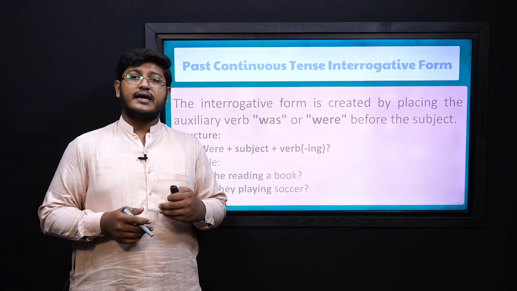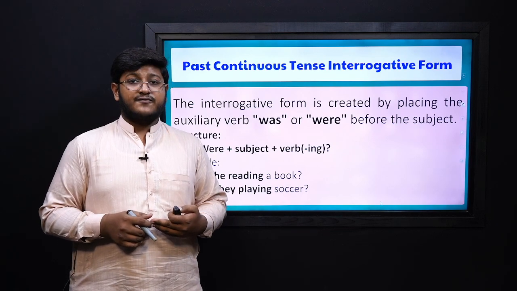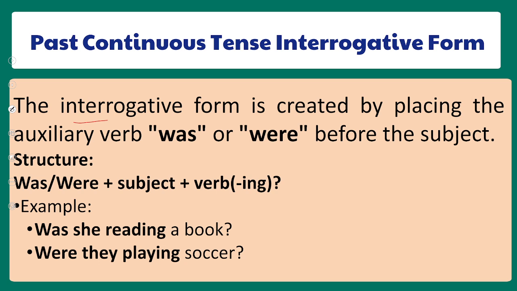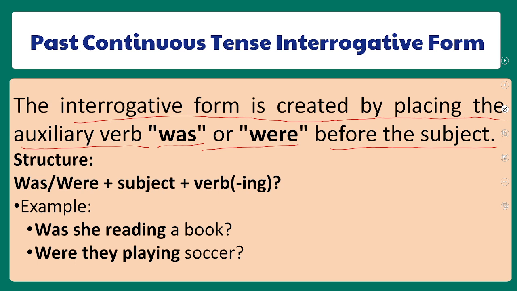So let's go further. Here we have the interrogative form. Let's find out how to make the interrogative form of the past continuous tense. The interrogative form is created by placing the auxiliary verb, was or were, before the subject. So what was the structure of the past continuous tense? Firstly the subject, then was or were, then the main verb with ing. So what you have to do? Just put was and were before the subject to make the interrogative form of the past continuous tense.